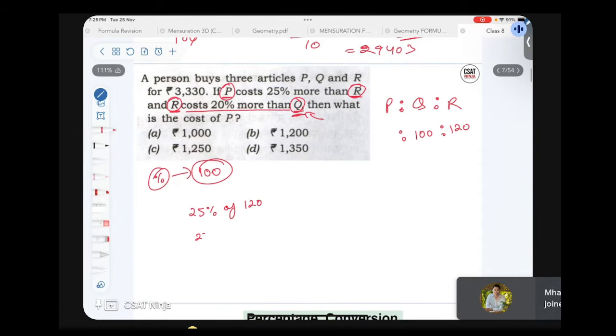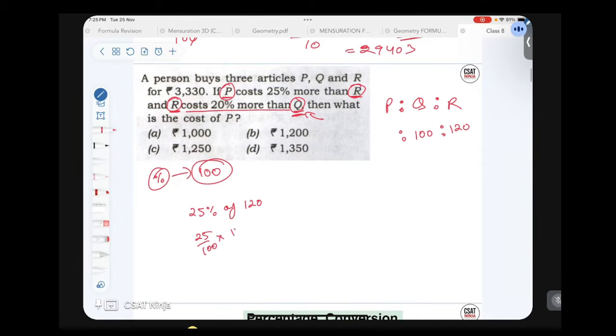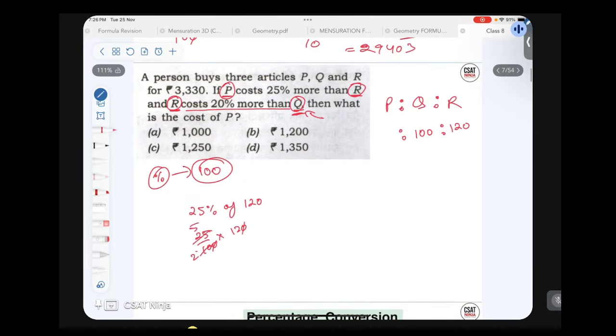25% of 120 will be 25 divided by 100 times 120. The 0s cancel. We'll just multiply here. 5 5s are 25, 5 2s are 10, 2 6s are 12. That means 5 6s are 30. 25% of 120 is nothing but 30, if my calculation is not wrong. So remember, P here is how much? R value is 120. From R, P is 25% more. 25% is how much? 30.